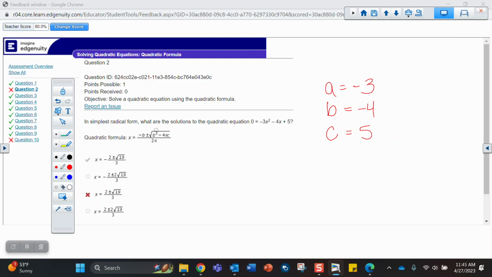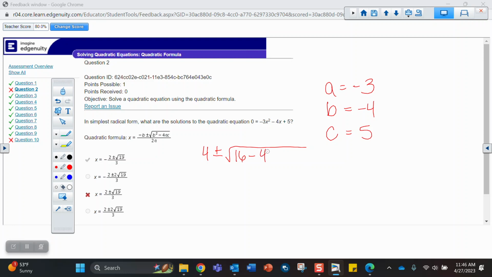So plugging in, we're going to take the opposite of B. Well, the opposite of negative 4 is positive 4, plus or minus the square root of B squared, so that's negative 4 times negative 4, that's 16, minus 4 times A, so 4 times negative 3. I'm going to do some of this out loud, just kind of in my head. 4 times negative 3 is negative 12. Negative 12 times 5 is negative 60. And I'm subtracting a negative 60.